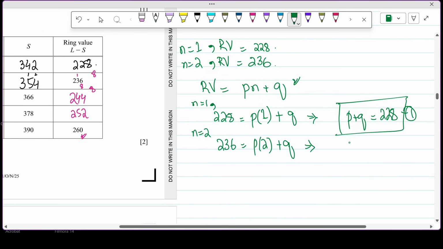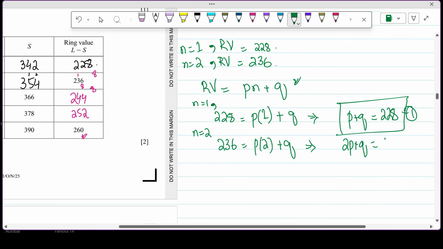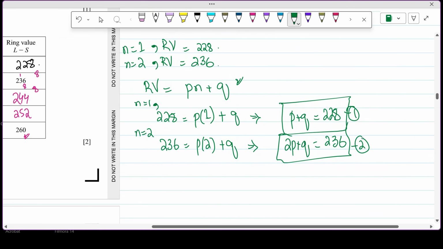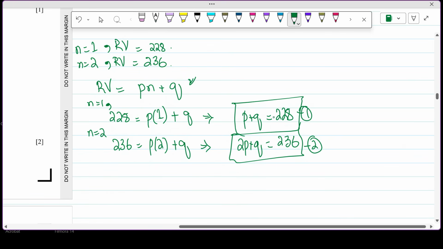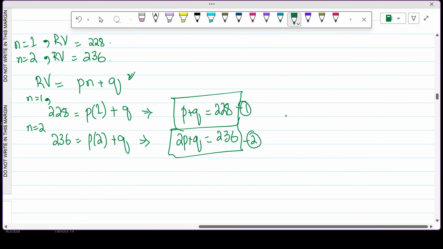So in this case, you will have 2p plus q is equal to 236. Okay, this is equation 2. So these are two equations. We have two variables, so we can solve these two equations simultaneously to find the value of p and q.